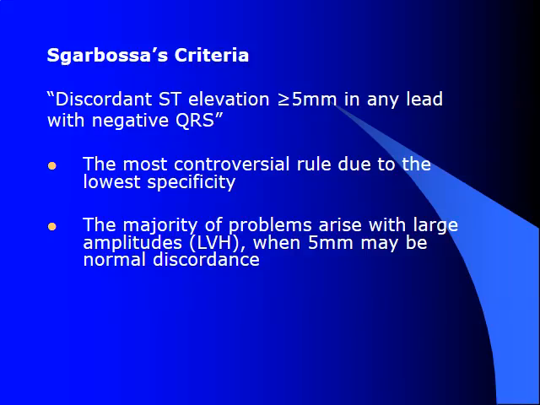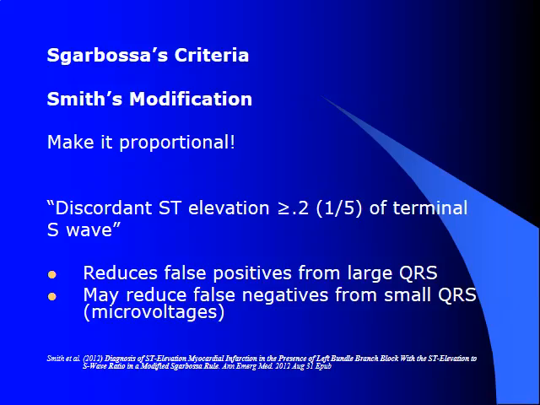Talking about discordant ST elevation greater than 5 millimeters, that's the one that's worth 2 points. This is a very controversial rule due to the lowest specificity. Especially we run into problems when we have large amplitudes of QRS complexes, such as in left ventricular hypertrophy, where 5 millimeters may be the normal discordance, and there's nothing abnormal there.